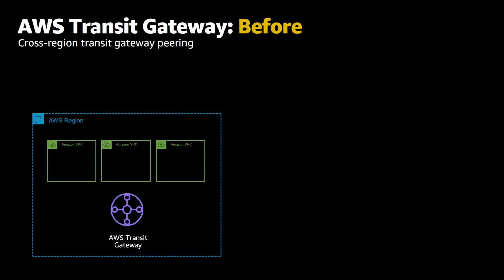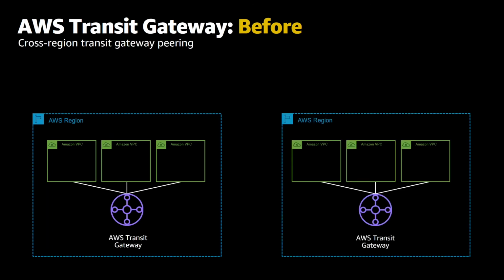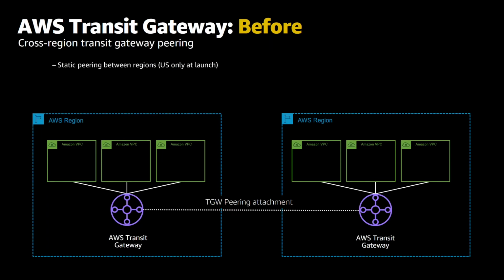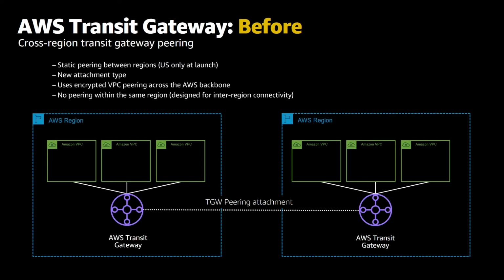So again, before transit gateway, VPCs in one single region. And if I have the same architecture in the other region, then I will just peer these two transit gateways. And again, this is going to be static routing. If I want to go from transit gateway A to transit gateway B, all I have to do is say, all those subnets over there, I'm going to reach them through this peering right here. This is a new attachment type, and this is encrypted through the AWS backbone. No peering within the same region at the moment.